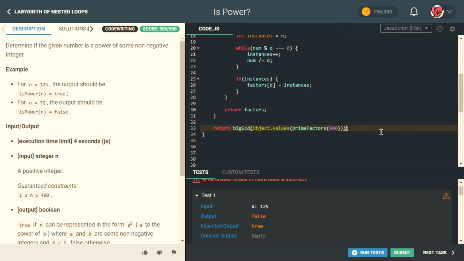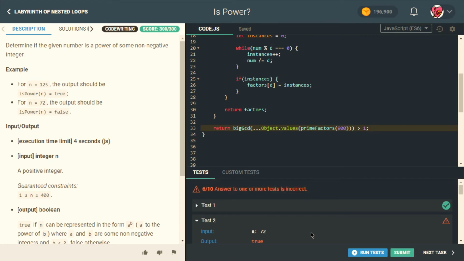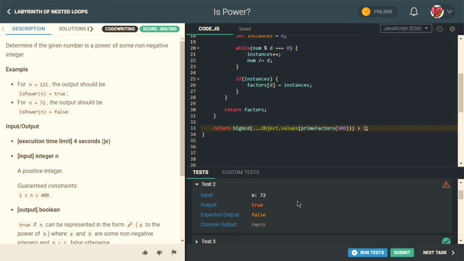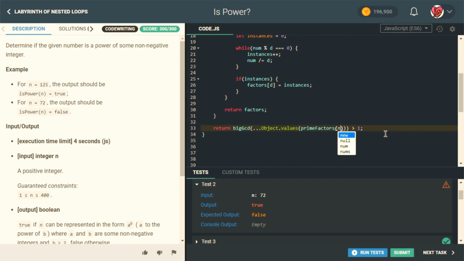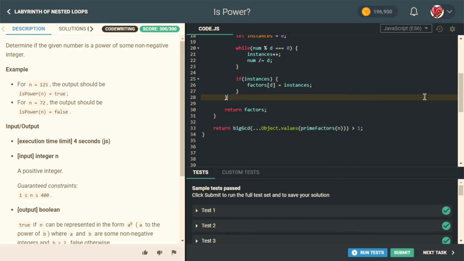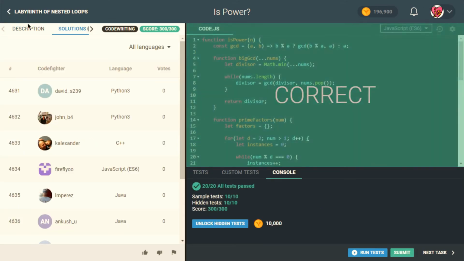What are we getting for the big GCD of all this? Oh, we're getting null. Okay, probably because this is an array, so we should probably spread that out. And let's run that. Okay, now we're getting 2. We want to check if this thing is going to be greater than 1. Let's run that. And I mean, it's only passing 6 out of 10 tests because we're not actually putting the number in. We're putting in 900. What's the number called? It's called n. Okay, so let's put in n there. Let's run that. And there we go. We did it. We did it. Okay, great. That feels amazing.